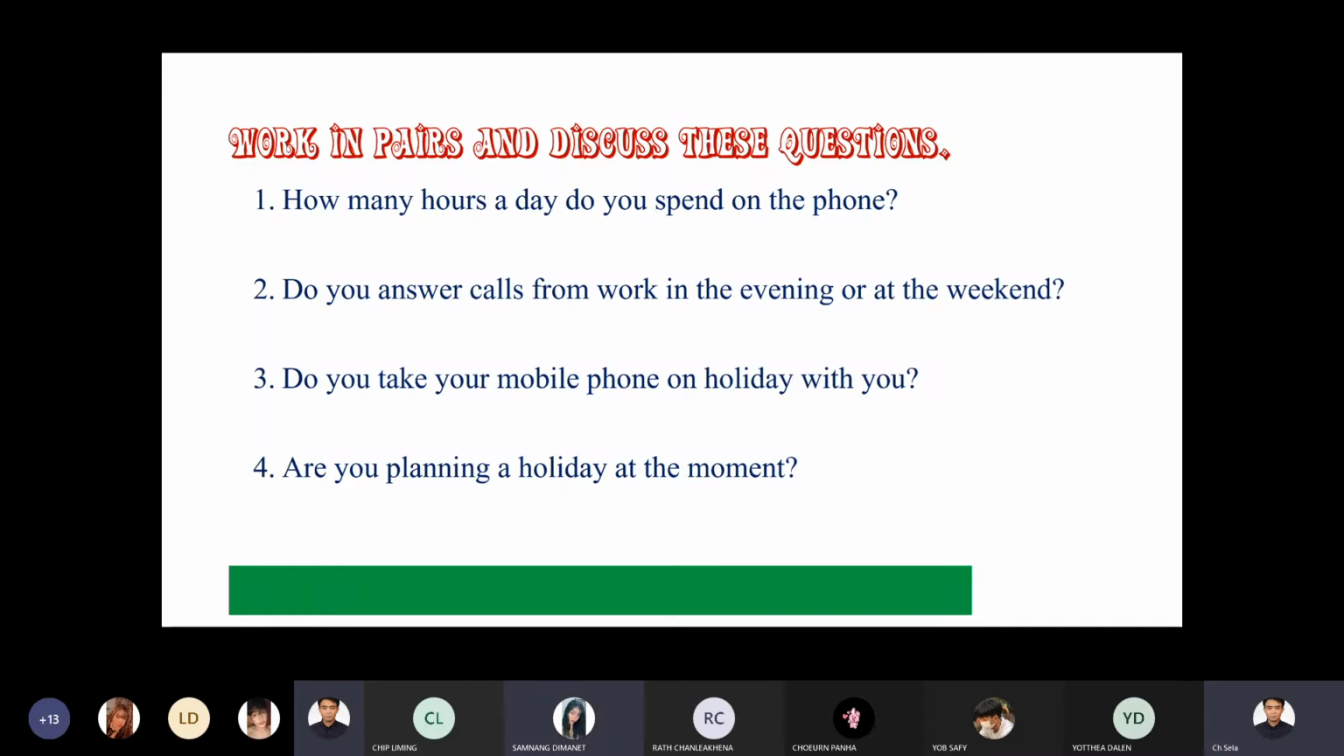Page 8, teacher. Okay, very good. Page 8. All right, everyone, please open your book on page 8.